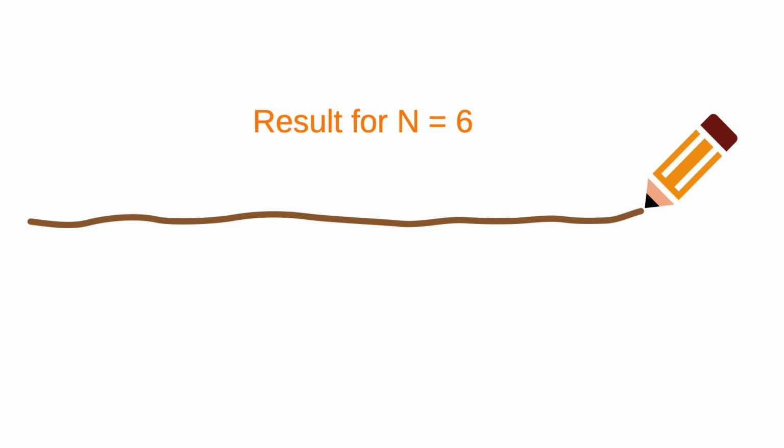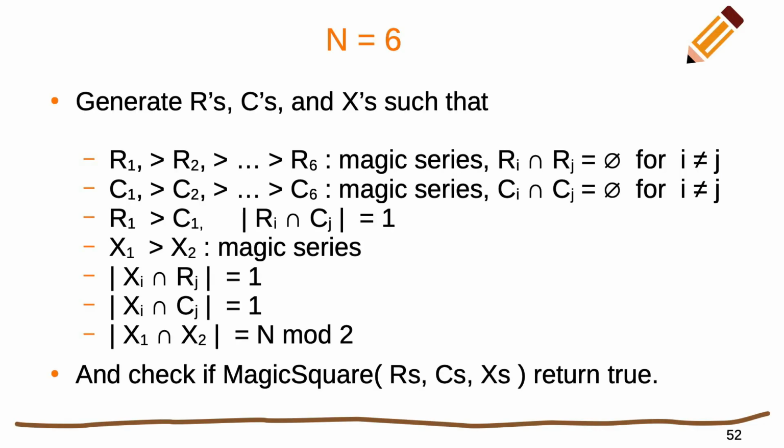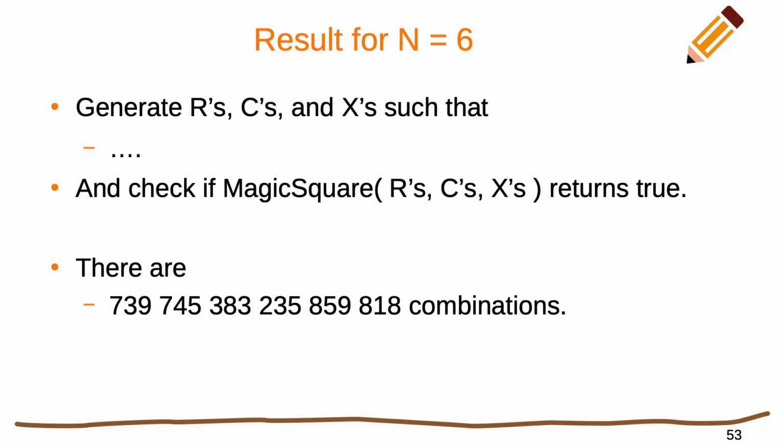I wrote a program that implements the ideas explained in this presentation. By leveraging the power of GPU, optimizing and factoring the code, tuning it repeatedly, I made the enumeration of 6x6 magic squares feasible. My code essentially generates the combinations of magic series for rows, columns, and diagonal candidates that satisfy the conditions we discussed, and counts the cases in which the check function returns true. The result for n equals 6 is this number.